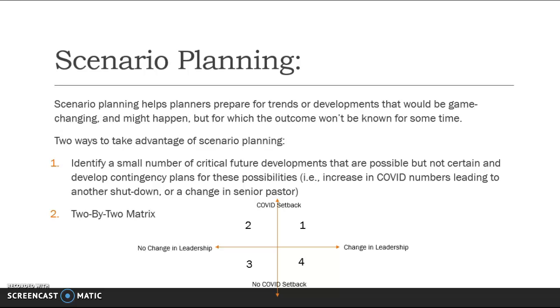So 2 ways to take advantage of scenario planning is to, 1, identify a small number of critical future developments that are possible but not certain, and develop contingency plans for these possibilities. So, for example, in my ministry, the increase in COVID numbers leading to another shutdown would be a possible one, or a change in senior pastor. Currently our senior pastor got in a big accident about a month ago, and there's been a huge shift in leadership there, so there is a possibility of a permanent change in that regard.